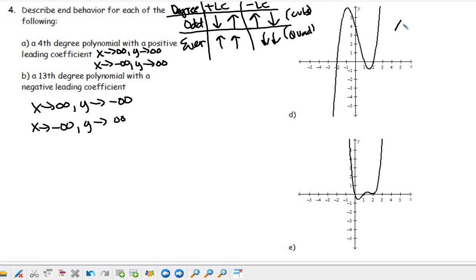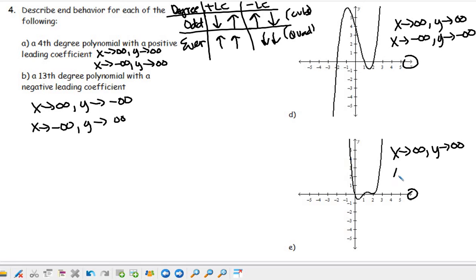Letter D, you just read the graph. So as x goes to the right, which is this direction, what does y do? Well, the graph goes up. As x goes to the left, what does the graph do? Well, it goes down. As x goes to the right, which is this way, the graph goes up. As x goes to the left, which is this way, the graph also goes up.